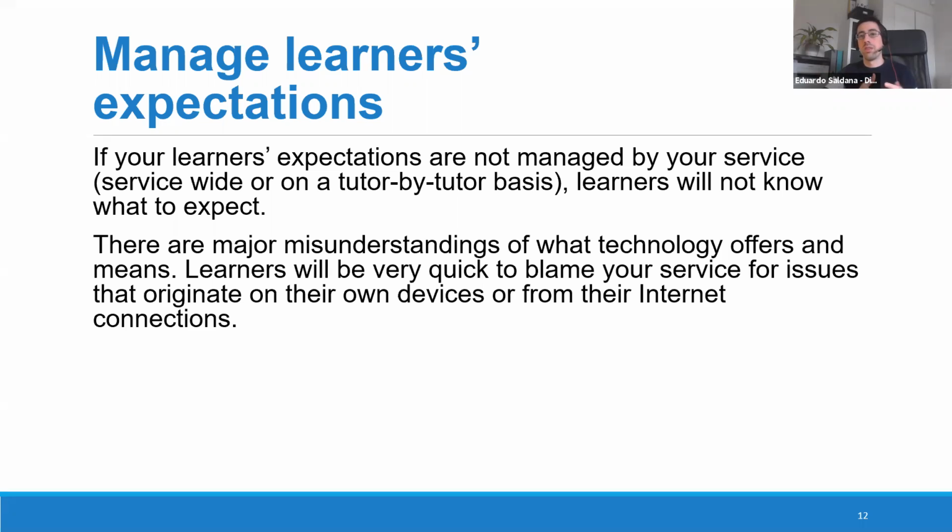There are major misunderstandings of what technology offers and means. Learners will be very quick to blame your service for issues that originate on their own devices or from their internet connections. There's been a lot of contacts, for example, in our case, learners contacting us to say that the calls were dropping, that the videos were freezing, that the audio was not great. And then we found out that their internet connection was below 5 megabits per second. So their internet connections were not strong enough. But instead of understanding that, because they don't know that, they were blaming us. And then we just had to educate them and let them know that this is unfortunately nothing that we can do, that they need to contact their internet service provider in order to support them or improve their internet connection.